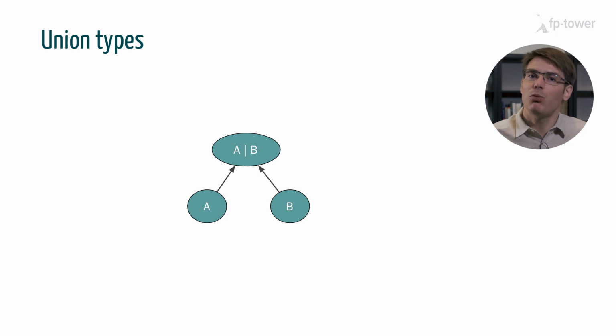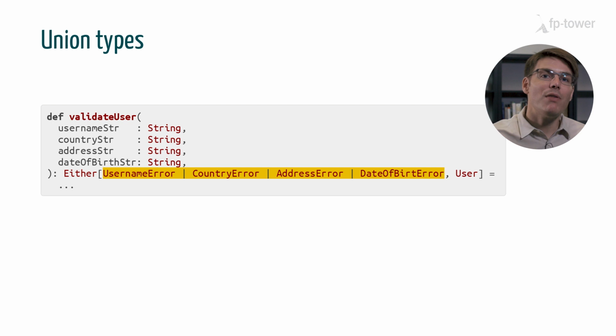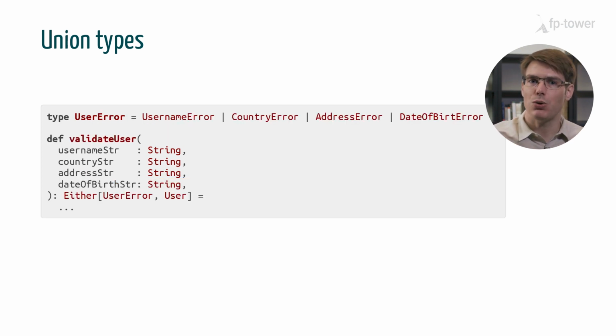I believe that this technique will be quite useful in Scala 3. Time will tell. However, it may lead to complex signatures when it's used with too many types. For example, it's not really readable to have a method that returns an Either of CountryError | UsernameError | AddressError | DateOfBirthError. One way to sidestep this issue is to create a type alias for common unions. For example, we can define UserError to be equal to this very long union of types.